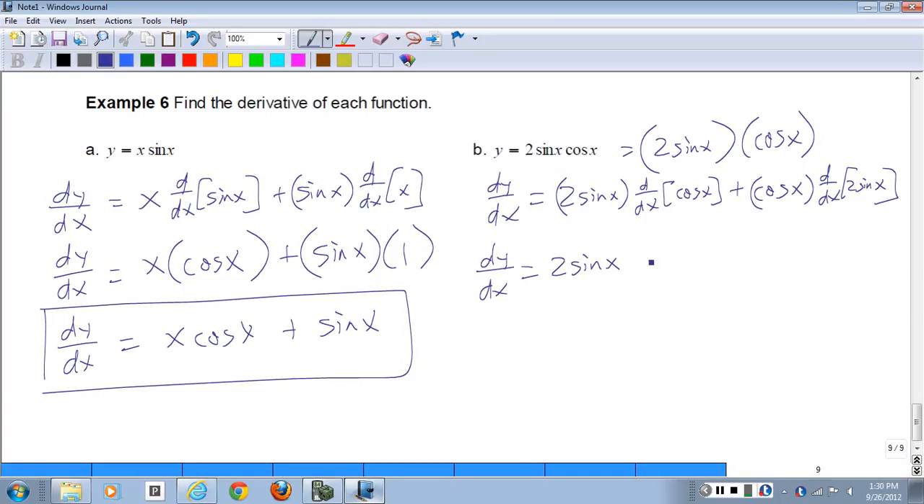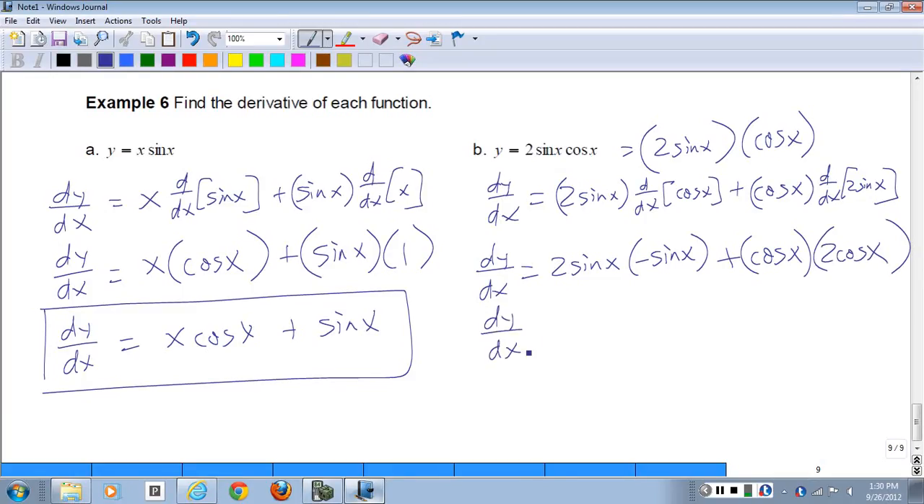2 sine x times negative sine x plus cosine x times, and here I have to be a little bit careful, it's the derivative of 2 sine x. So using the constant multiple rule, that would be 2 times whatever the derivative of sine x is. So it's 2 cosine x. Like that.